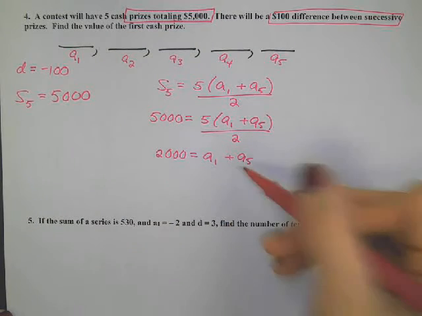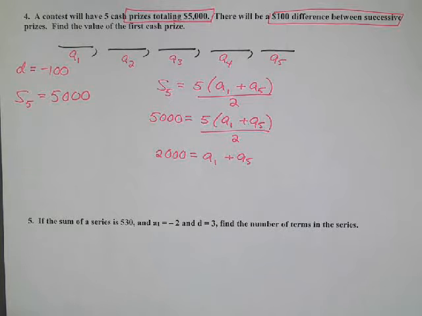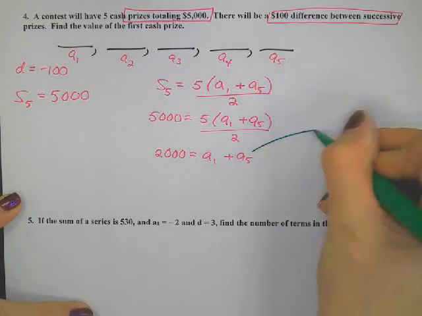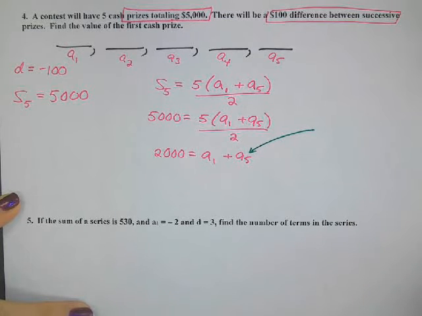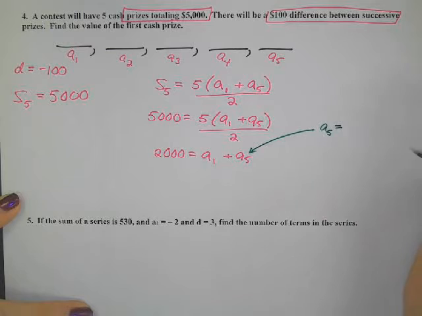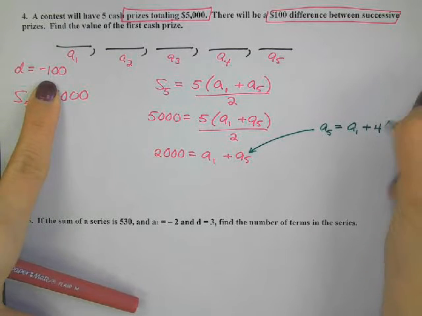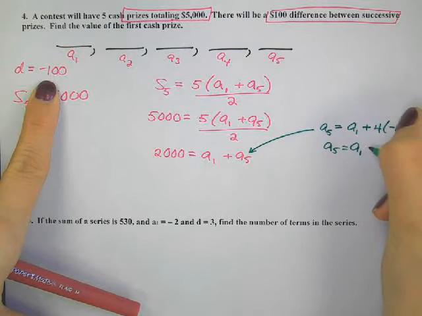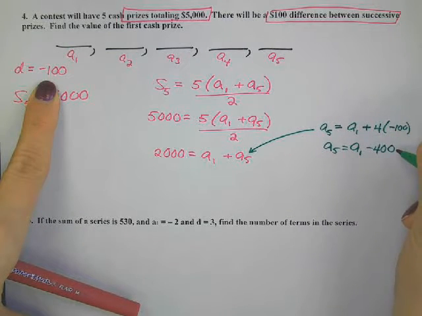Now I certainly cannot calculate like this. I have too many variables, and so I'm going to have to replace one of them. I think what we're going to have to do is some work here with a sub 5. Can you write a formula for a sub 5? A sub 5 is a1, which I don't know, plus 4d. Oh, wait, we know d. d is negative 100. So a sub 5 is a1 minus 400.